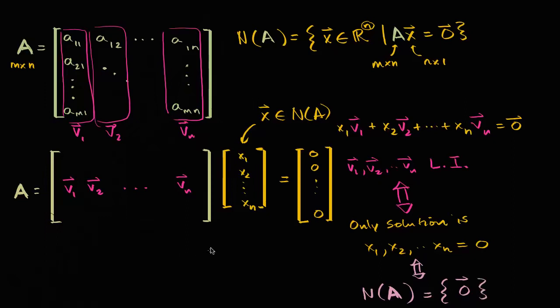So the result that we're showing here is if the column vectors of a matrix are linearly independent, then the null space of that matrix is only going to consist of the 0 vector. Or you could go the other way. If the null space of a matrix only contains the 0 vector, well, that means that the columns of that matrix are linearly independent.